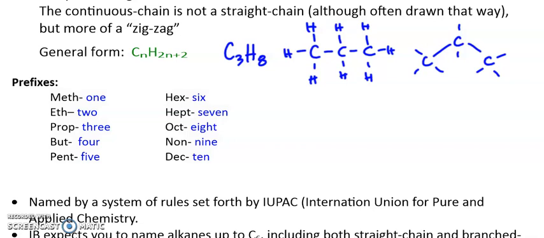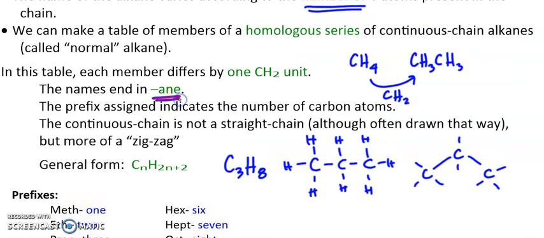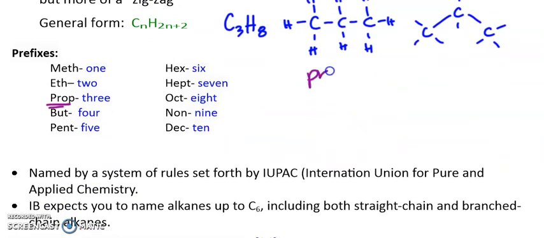So the one I just drew, because there's 3 carbons, the prefix is prop. And because it's an ane, right, an alkane with only single bonds, this would be propane. And yes, this is like the propane you would buy for your gas grill, let's say.